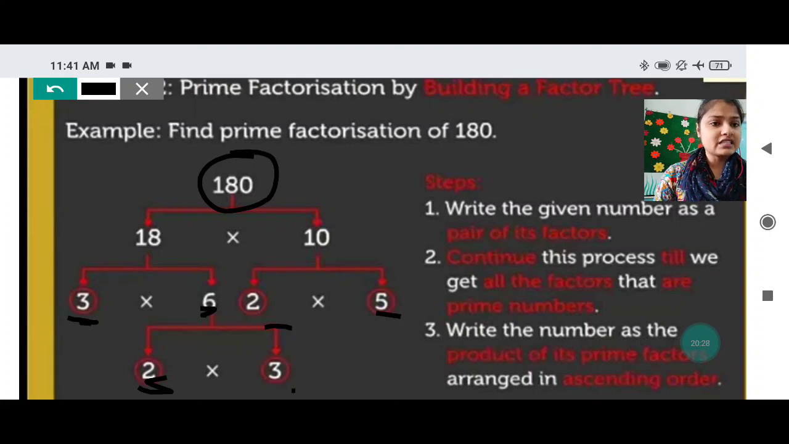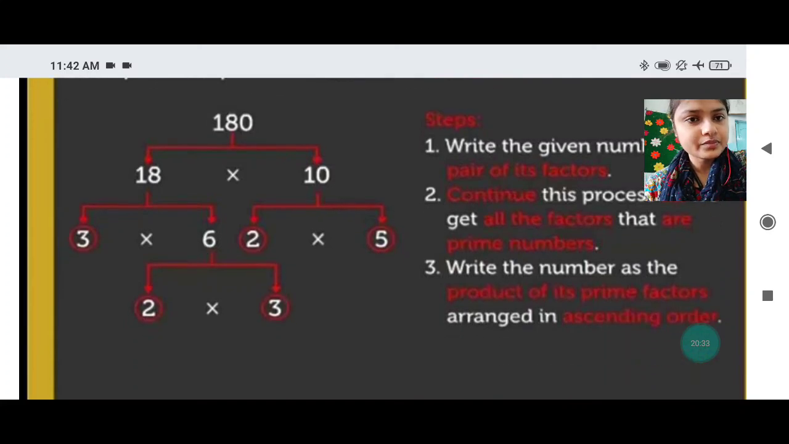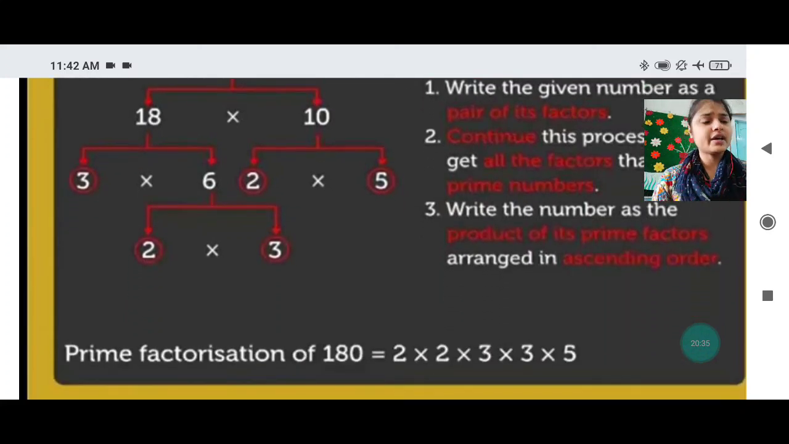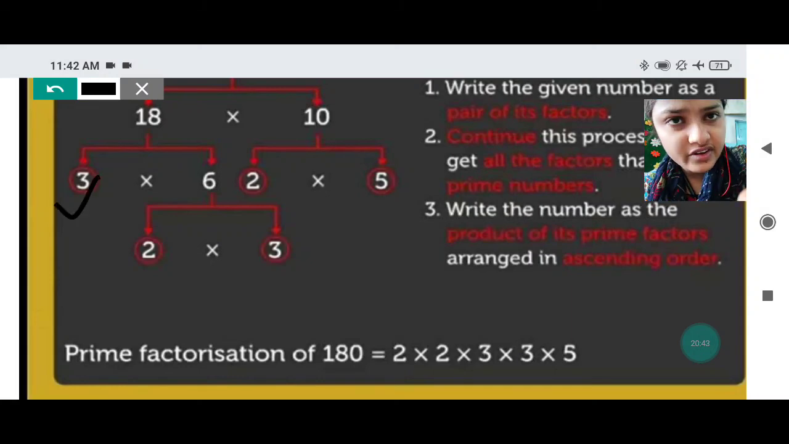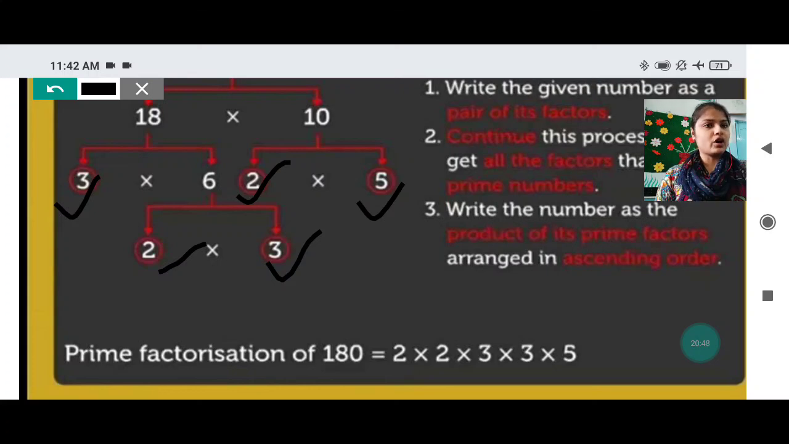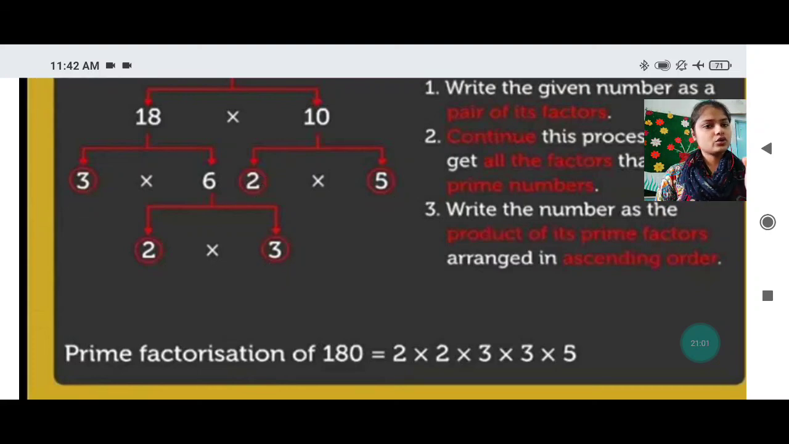Write the number as the product of all the prime factors arranged in ascending order. After that you will write all the numbers. You can see downside, the numbers which I have circled, only those I have written, my dear, don't get confused. I have written them ascending from the smallest: 2 and 2 first, then 3 and then 3 again and then 5. And this is the prime factorization which I have done with the factor tree method. Here we don't have to find the common factors.